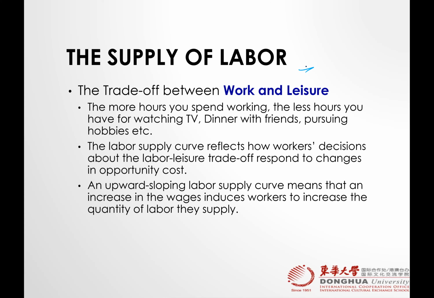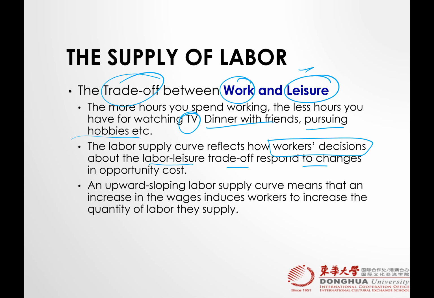Supply of labor. So supply of labor depends upon the work and leisure trade-off. Which means your choice of whether you want to spend more time on work or more time on leisure. Leisure can be like watching TV, dinner with friends, hobby, family time. So the labor supply curve reflects how workers' decisions about the labor-leisure trade-off respond to changes in opportunity cost. What does it mean?